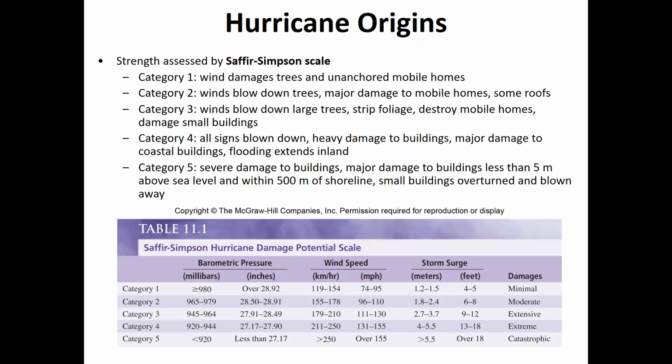The Saffir-Simpson Scale is used to assess the strength of a hurricane. So we have 5 categories in the scale, from category 1 to category 5. Category 1 is the smallest hurricane, where the wind damages trees and unanchored mobile homes. Then they increase in size and magnitude to category 5, where there's severe damage to buildings. Major damage to buildings less than 5 meters above sea level, within 50 meters of the shoreline, and small buildings are overturned and blown away.